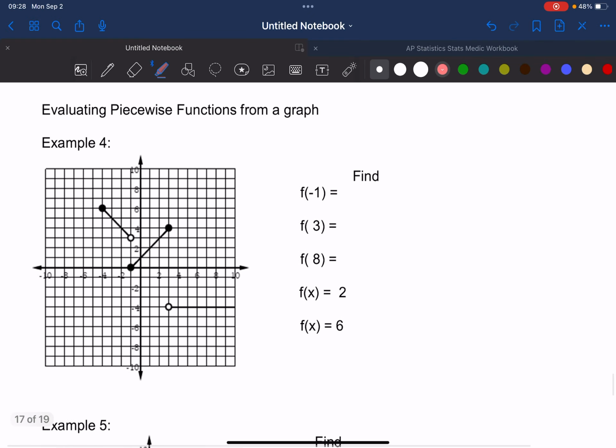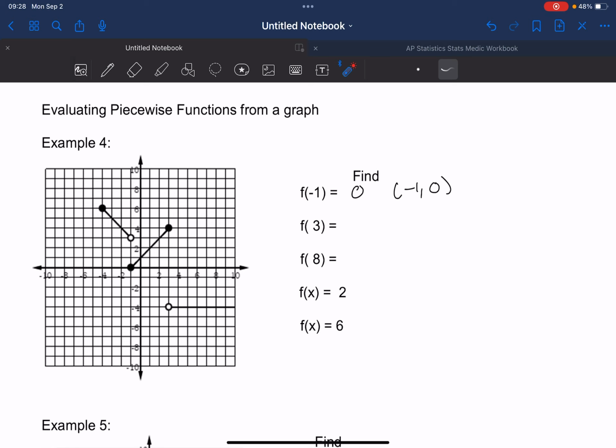Number 4, number 5, we have to look at the graph in order to evaluate our problem here. Looking at the first one, it says find f of -1. Well, -1 is my x, so I'm going to go to -1 on my x's, which is right here. Notice I already crossed a point on my function, which is 0 for the y. And since it is a closed dot, it is included. So I am going to write 0, or the point -1, comma 0.